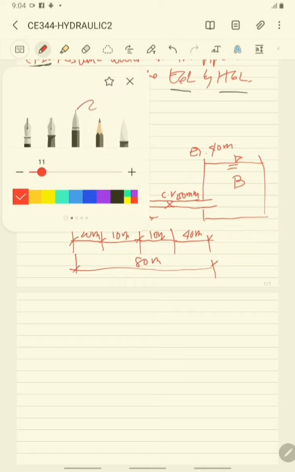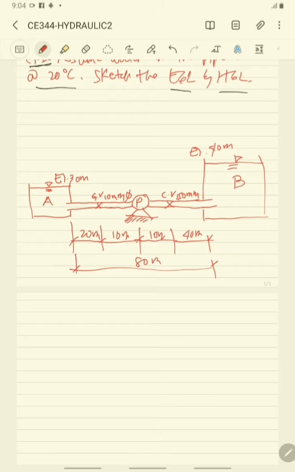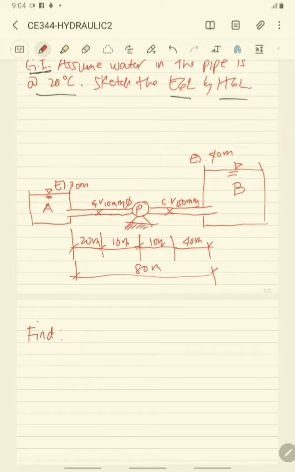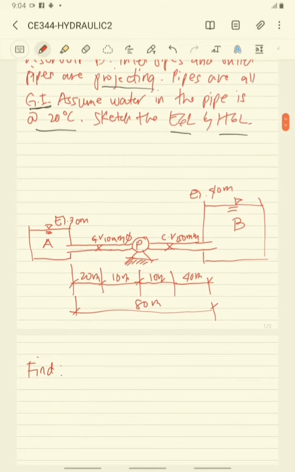Okay, so we now have our figure. First, you have to list down what you are going to find. We are going to find the power rating of the pump. So that will be item number 1.